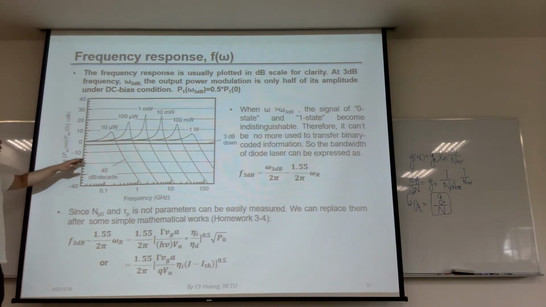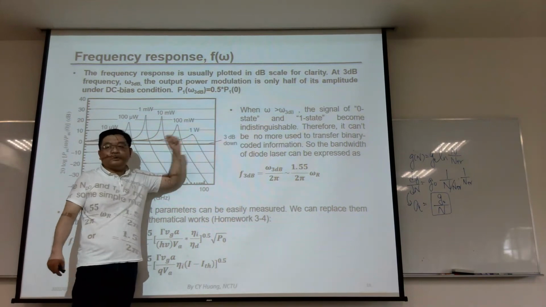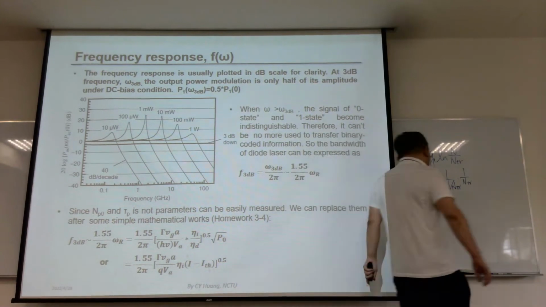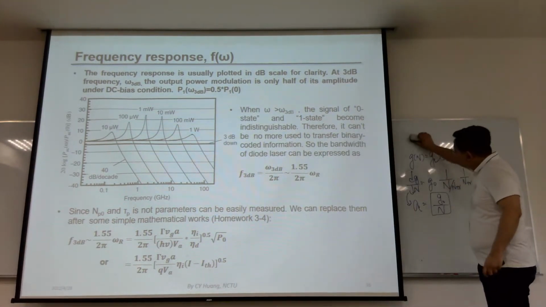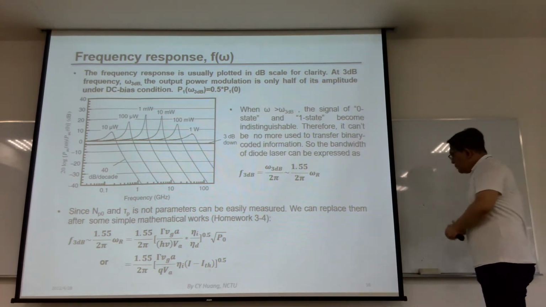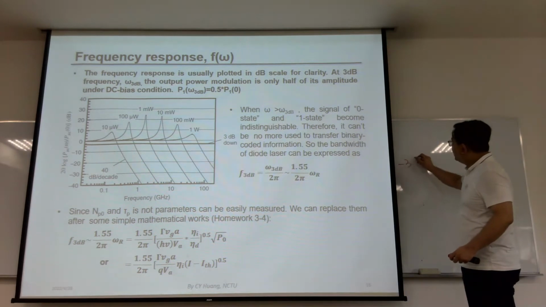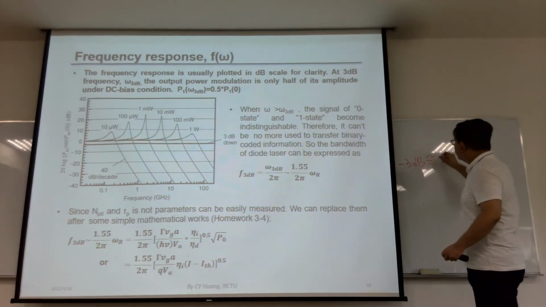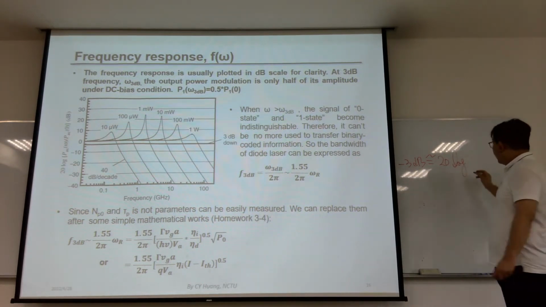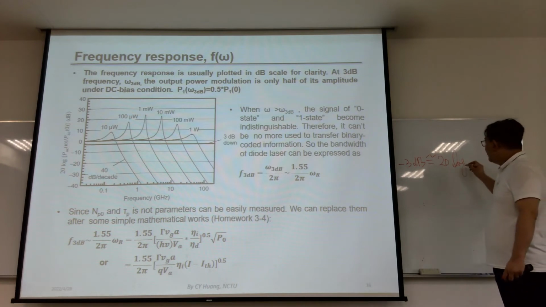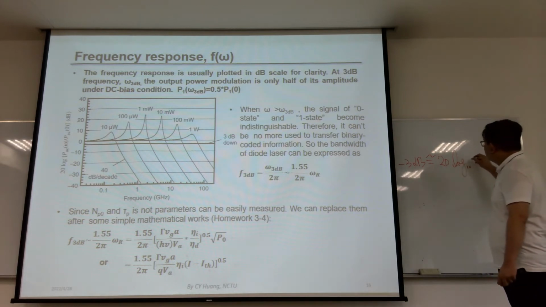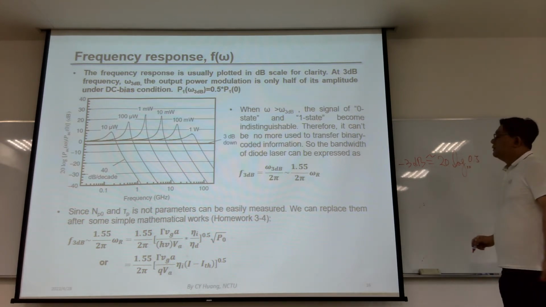Alright. Now we care about a value called the 3 dB frequency. What does 3 dB mean? Minus 3 dB is close to 20 log, with a base of 10, not base e, of 0.5. Okay.